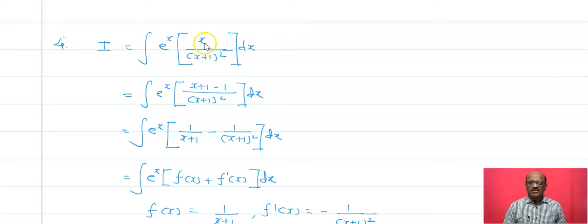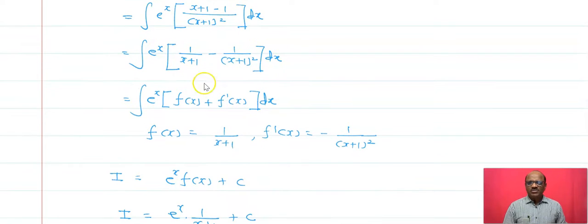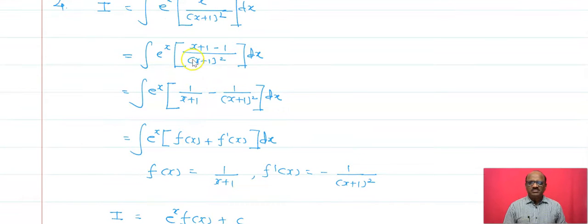Now see this here, x is written as x plus 1 minus 1. That is, plus 1 and minus 1 is adjusted there. Now split this up. What is meant by splitting this up? That is, (x plus 1) upon (x plus 2) whole square. One power of (x plus 1) will get cancelled, and here you will get 1 upon (x plus 1) minus 1 upon (x plus 1) whole square.